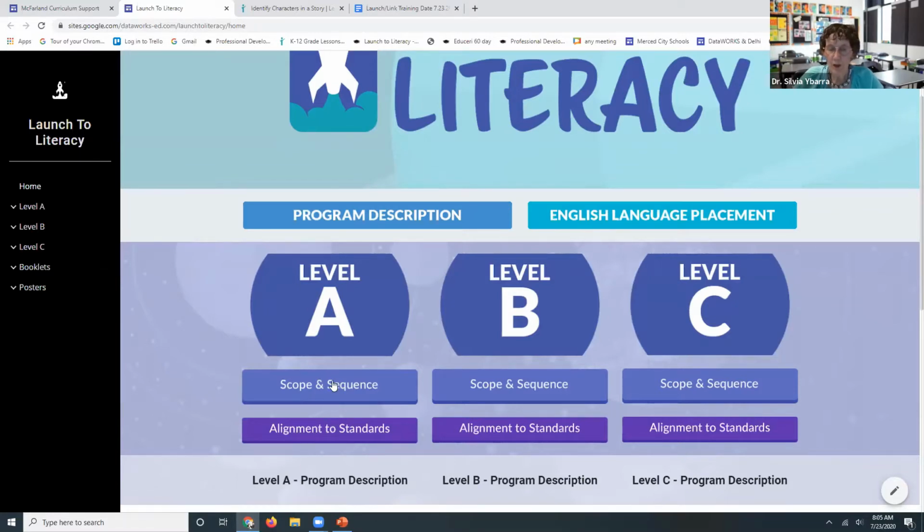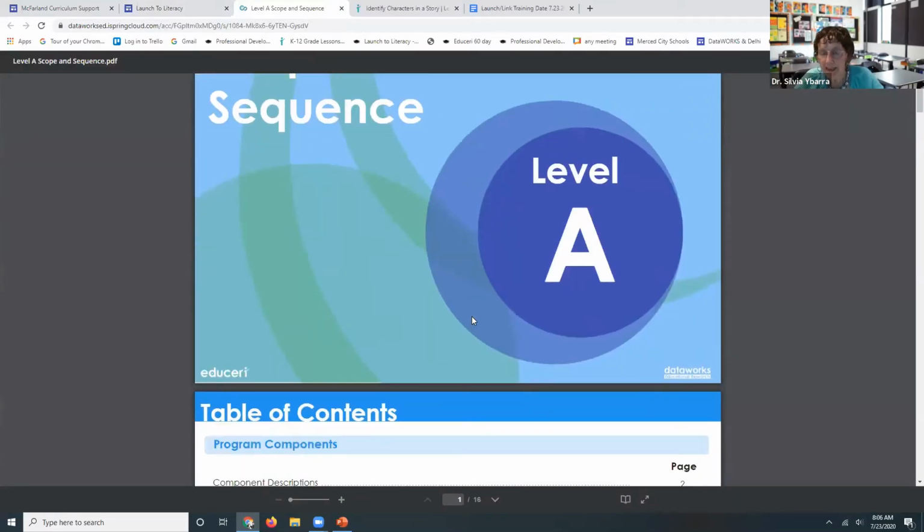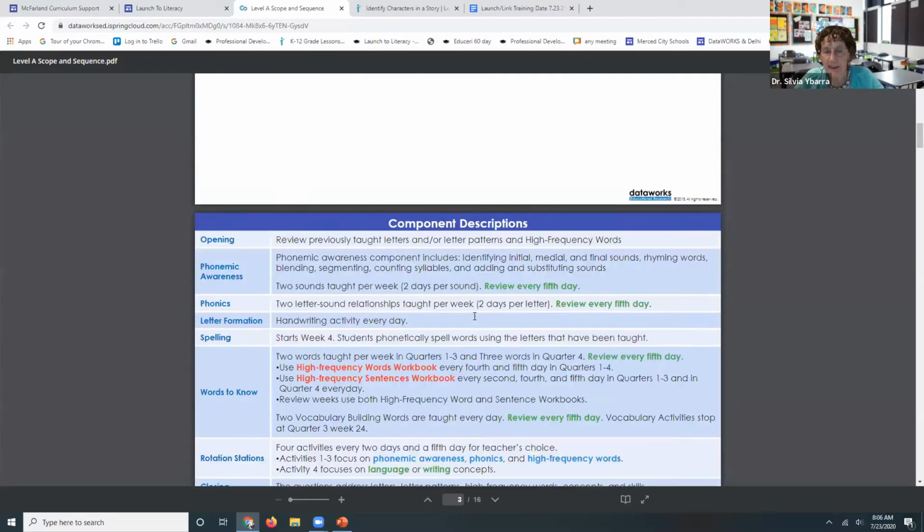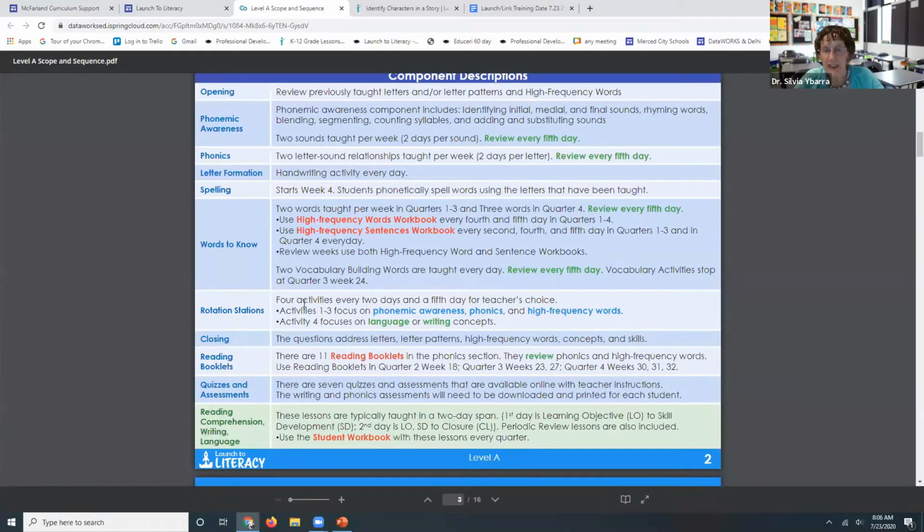So I'm just going to open up scope and sequence. And this is for level A. If I look here, the first page tells you the component descriptions. If you want to find out what is the phonemic awareness, when do they do it, what is the spelling, it starts in week number 4. What are the high frequency words that we use? What is the meaning of rotation stations? What is the meaning of quizzes and assessments? This is the page to go.